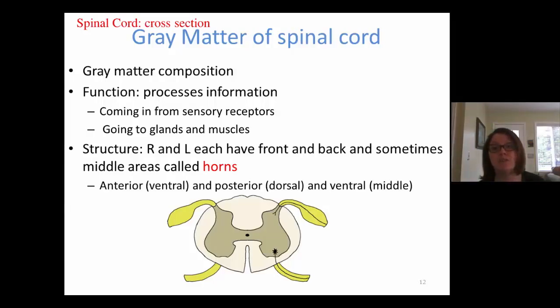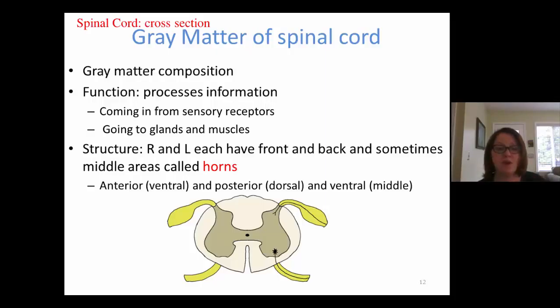It contains neuron cell bodies. So neuron cell bodies are capable of receiving information and then sending that information out. So the gray matter of the spinal cord receives incoming information from sensory receptors. So it's receiving incoming information about temperature and touch and those sorts of things. And then once it gets this information, it sends it usually up to the spinal cord, and we're going to use white matter for that.